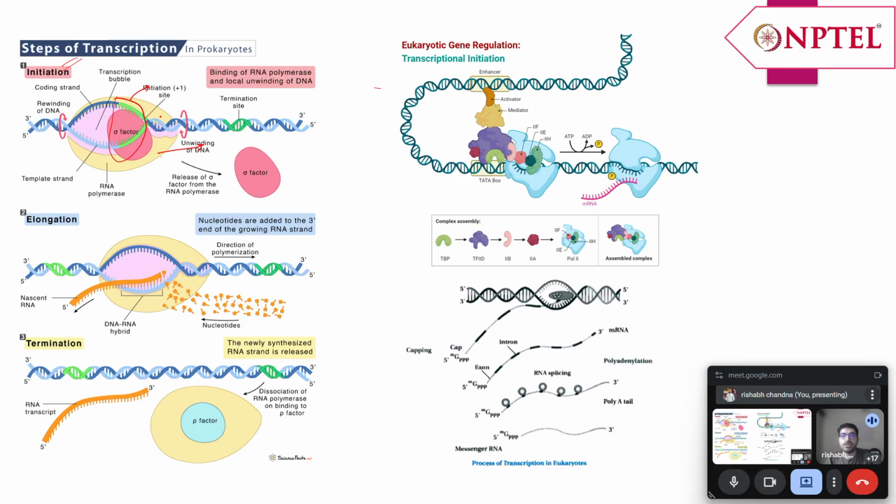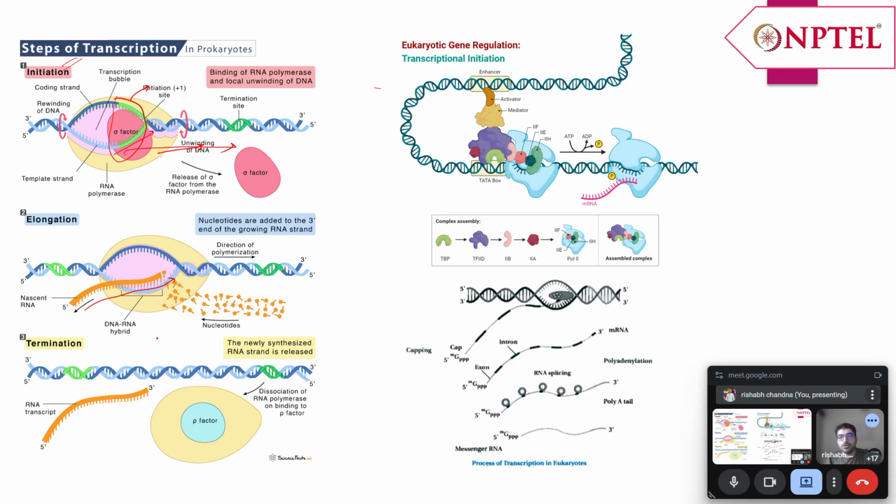In the initial phase, a few base pairs of the RNA are formed. Then it moves to the elongation process, in which the major protein coding region of the DNA is transcribed. So here the major RNA is produced, and that too in the 5 prime to 3 prime direction.